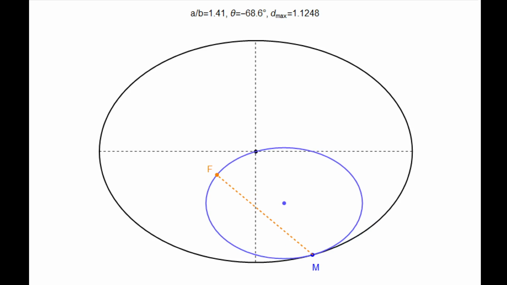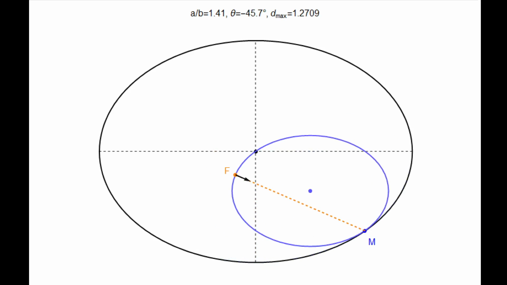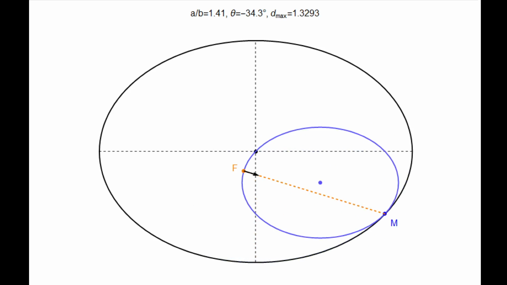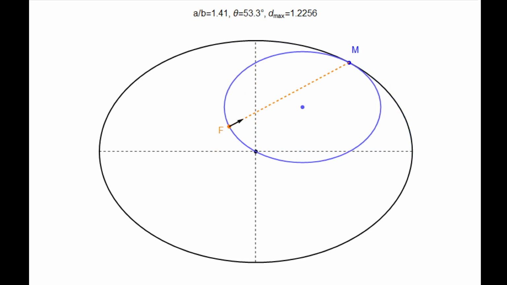Actually, before I talk about the locus of F, I just want to talk about a property of F. F is going to be such that the normal of the blue ellipse at F is going to point toward M. And this has to be the case because we are at a distance maximum. So dynamically, as I move M around, you can see that the normal to the blue ellipse at F is always facing M directly. All right, so we get this dynamically. Very good. So let's draw the locus of F.